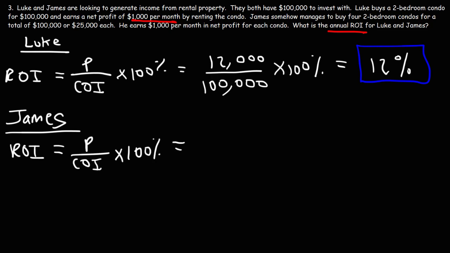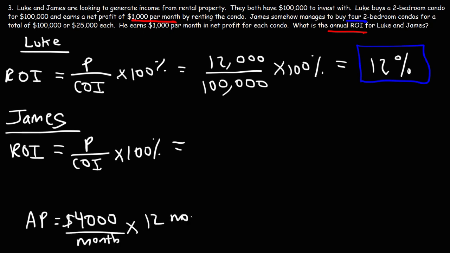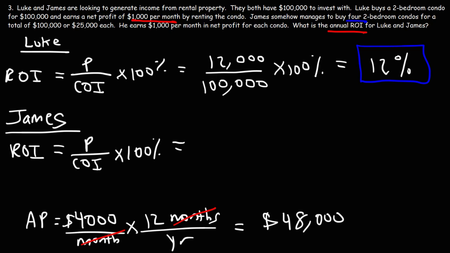Now, James owns 4 condos, and each condo is netting him $1,000 per month. So for the 4 condos, he's earning $4,000 per month in net profit in rental income. So his annual profit, let's call that AP, is going to be the $4,000 per month that he is receiving times 12 months. That's 12 months per year. So we can cancel the unit months. So 4 times 12 is 48. So 4,000 times 12 is 48,000. So that's how much he's receiving in rental income every year.